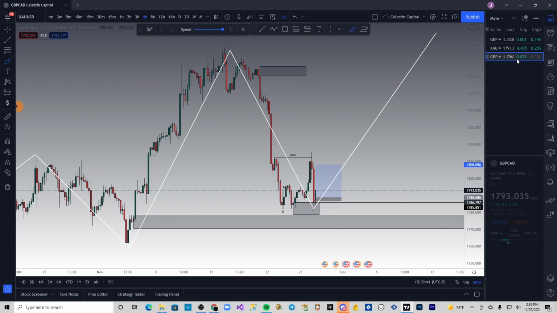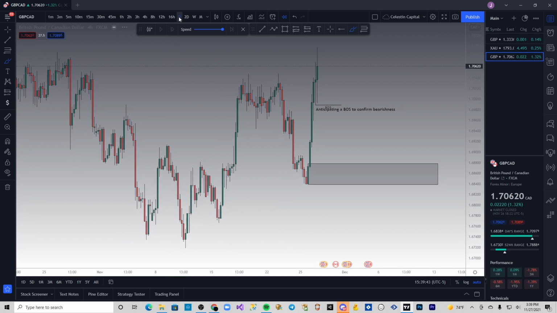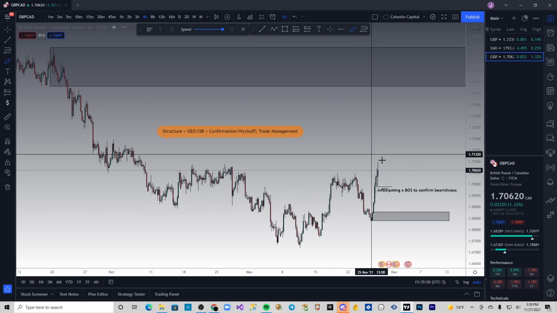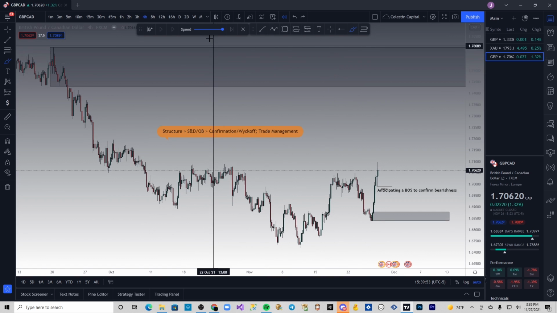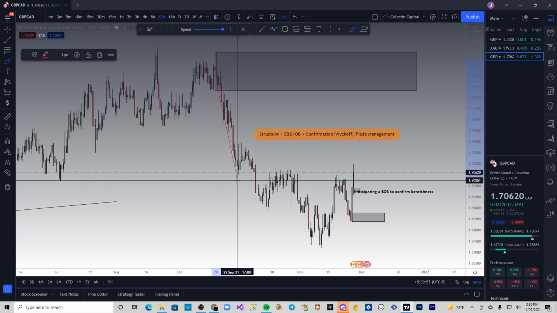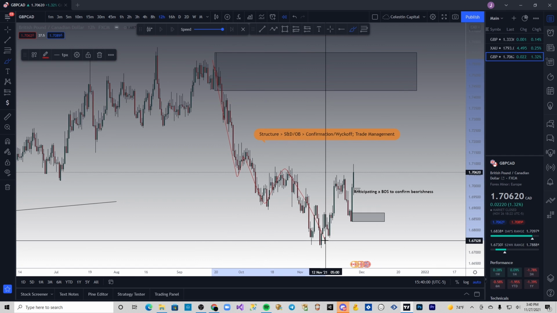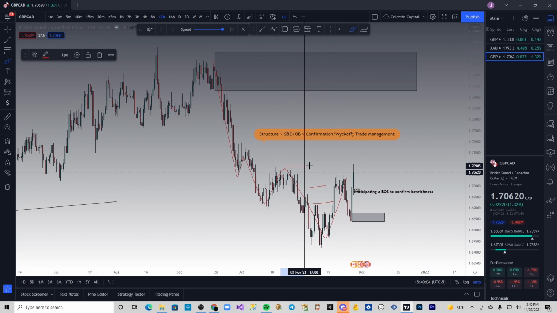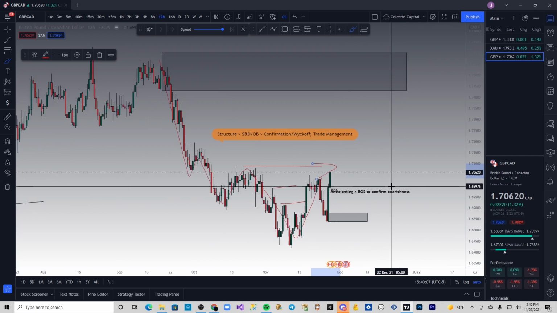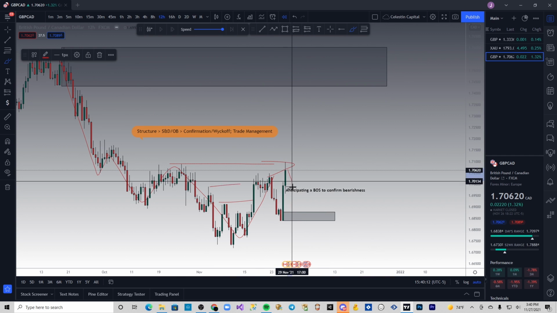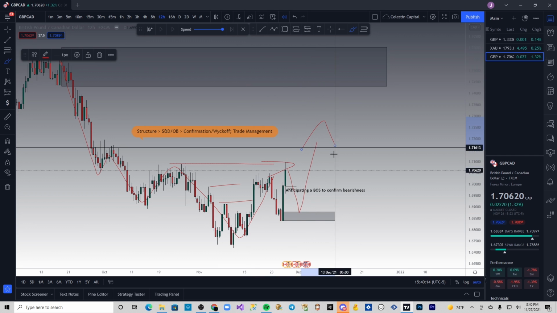GCAD is a really nice pair, even though it was consolidating for a few months. I think it was a few months, a few weeks, whatever it was. All right, so for GCAD, as you can see, the market was bearish. Now the market has broken several structure highs, break of structure, and another one over here. So what I'm expecting on GCAD is a retracement back into this demand zone and continued bullishness.